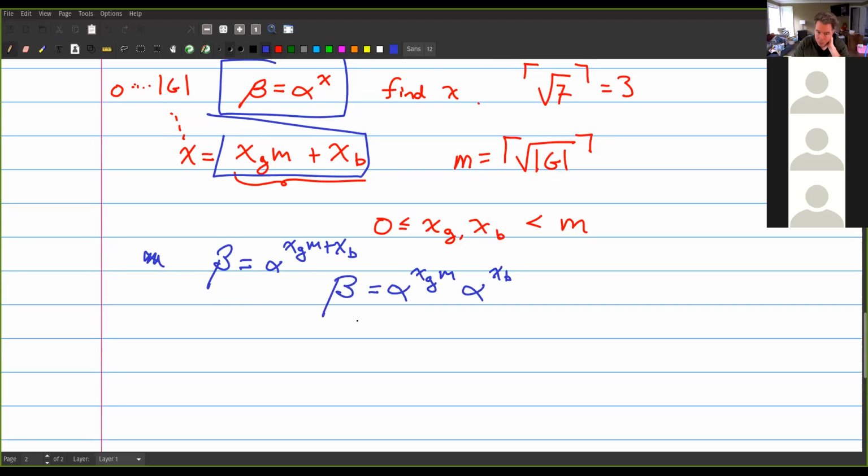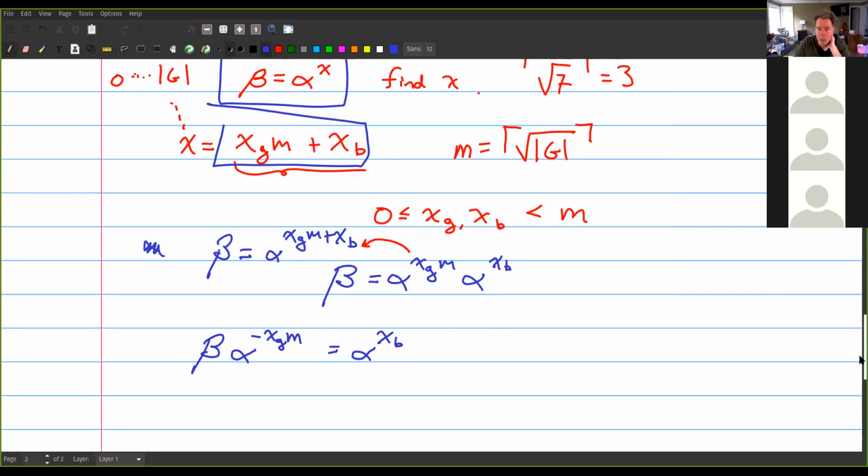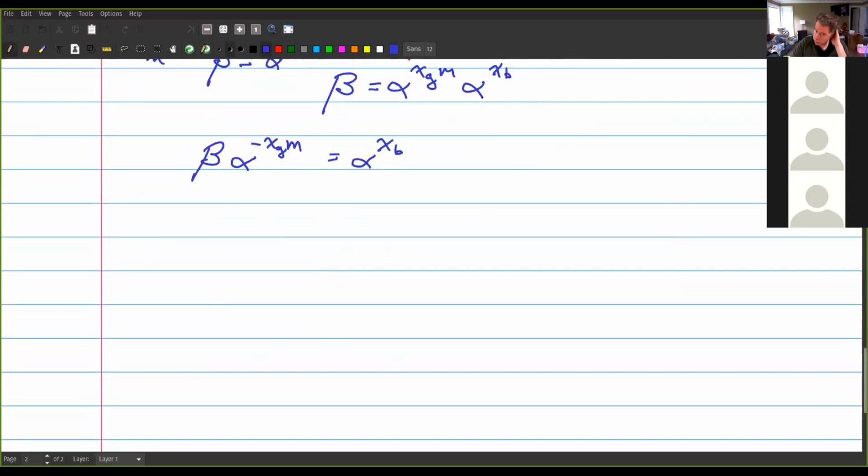And now I'm going to move this one from the right over to the left, so I multiply both sides by its inverse. On this side now I have beta times alpha to the minus xgm is equal to alpha to the xb. This, by the way, B is for baby and G is for giant. So here's baby X and here's giant X.